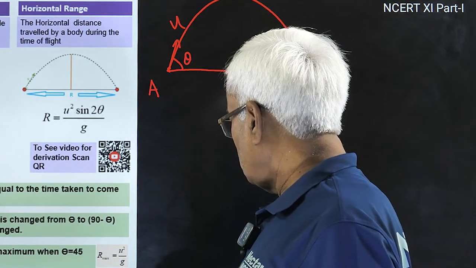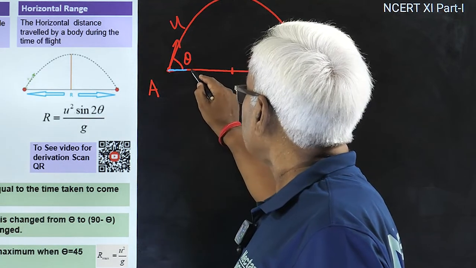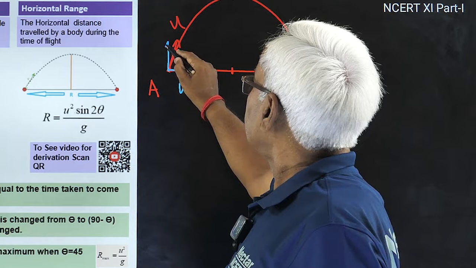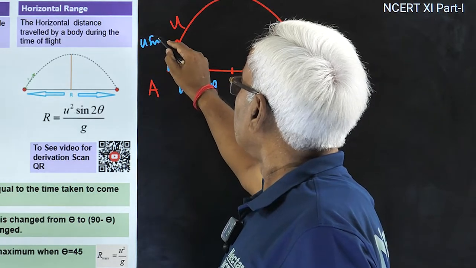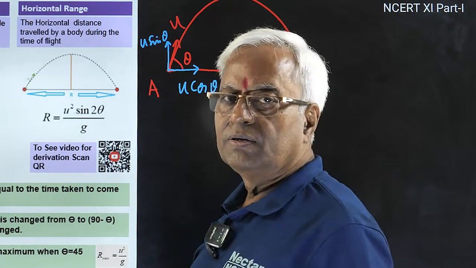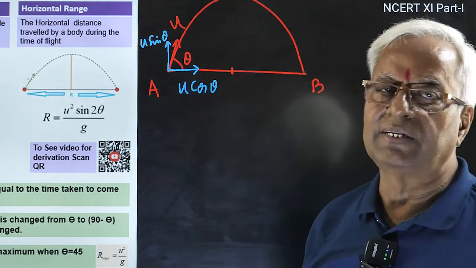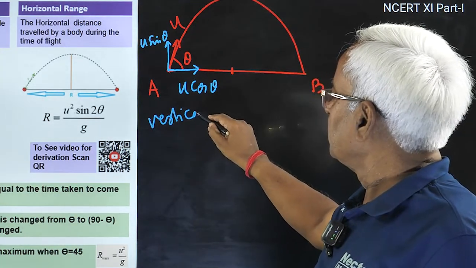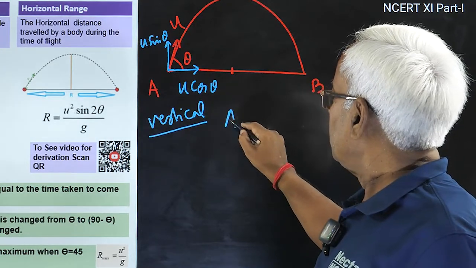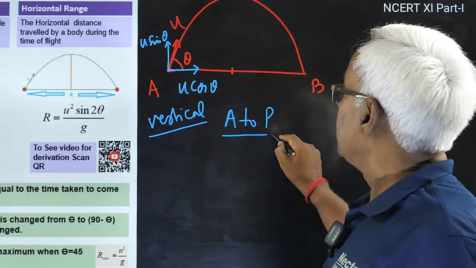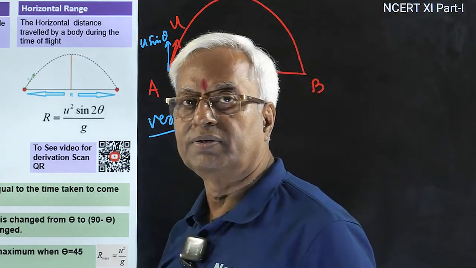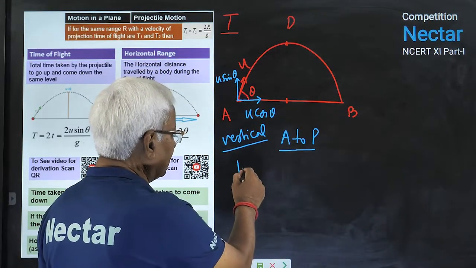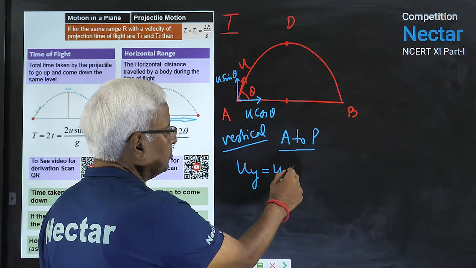We'll consider the two components of this velocity. One is u cos theta and the other is u sin theta. We'll consider only the vertical direction. So in vertical direction, we are going to consider the first equation. We'll take the points of the journey from A to P. P is the highest point. Since we are considering only the vertical direction, initial vertical velocity shall be u sin theta.